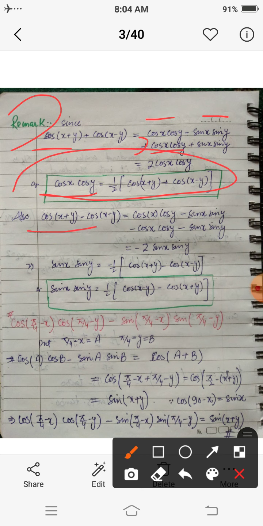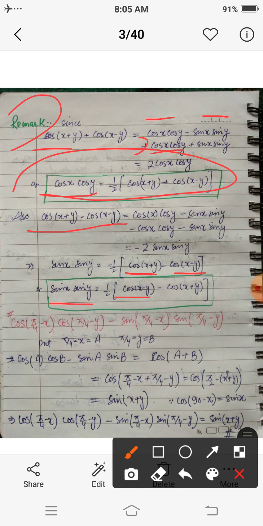Similarly, if we subtract these two functions, that is cos(x + y) − cos(x − y), we get −2 sin x sin y, or sin x sin y is −1/2 [cos(x + y) − cos(x − y)]. Now taking minus as common, it is simply sin x sin y = 1/2 [cos(x − y) − cos(x + y)].